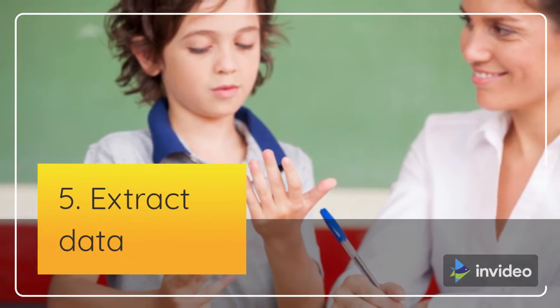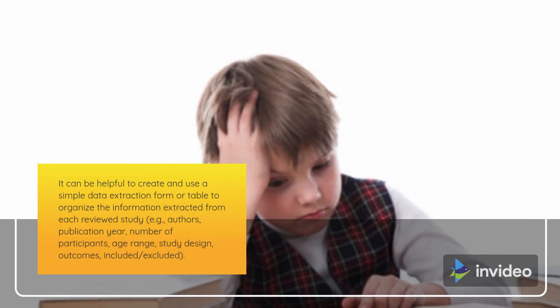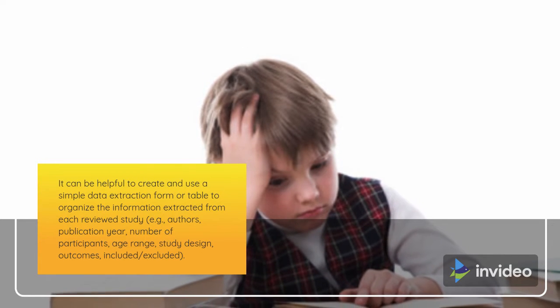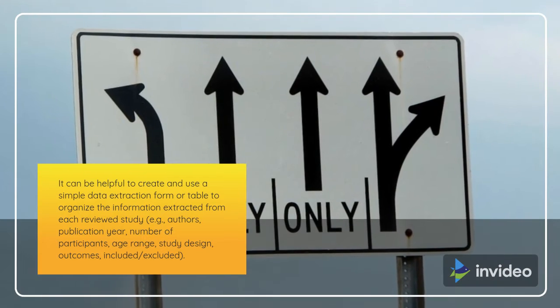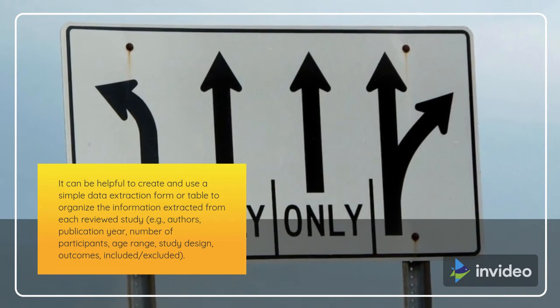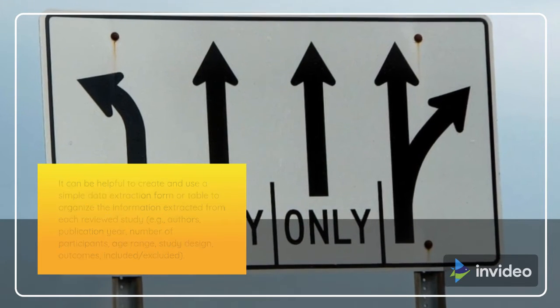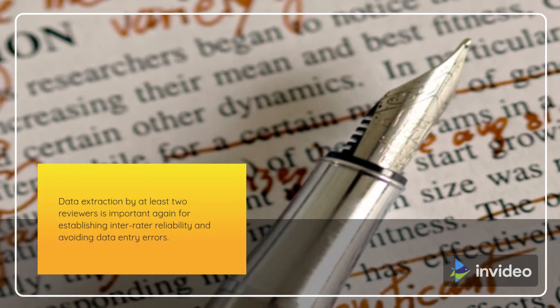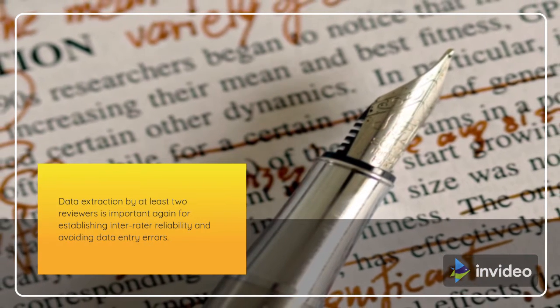5. Extract data. It can be helpful to create and use a simple data extraction form or table to organize the information extracted from each reviewed study, for example, authors, publication year, number of participants, age range, study design, outcomes, included/excluded. Data extraction by at least 2 reviewers is important again for establishing inter-rater reliability and avoiding data entry errors.